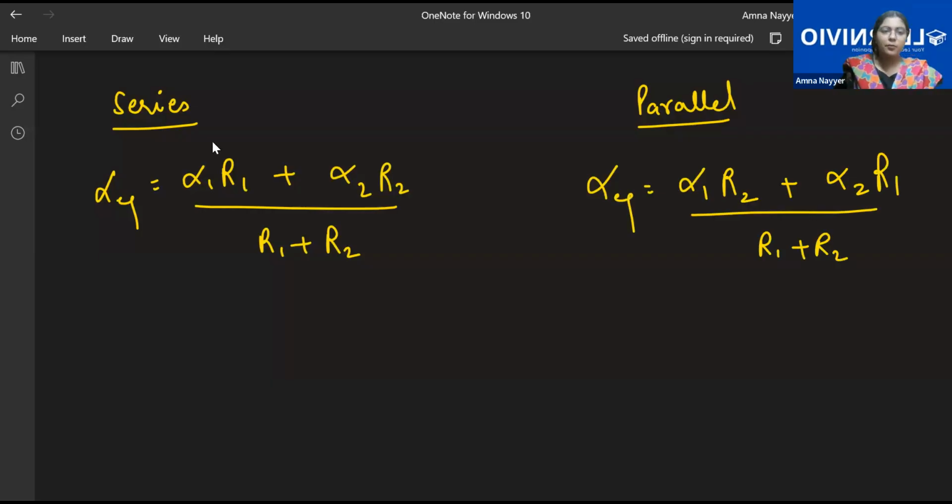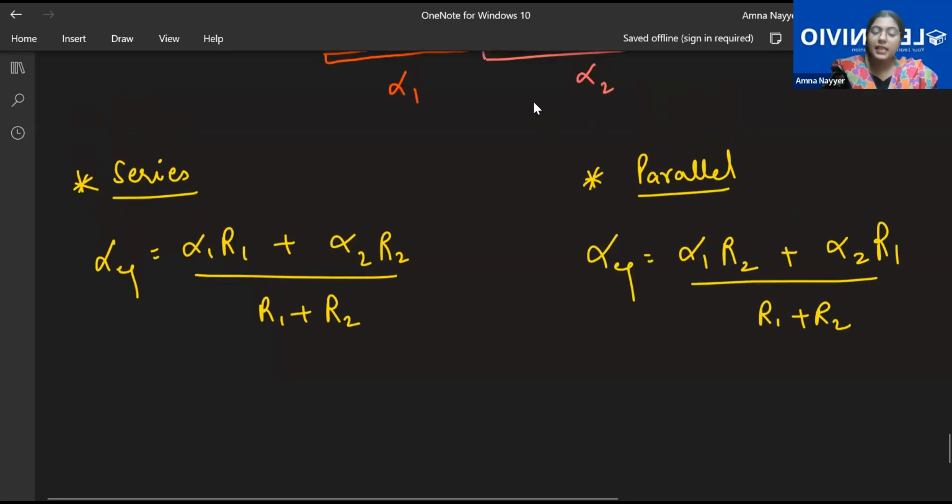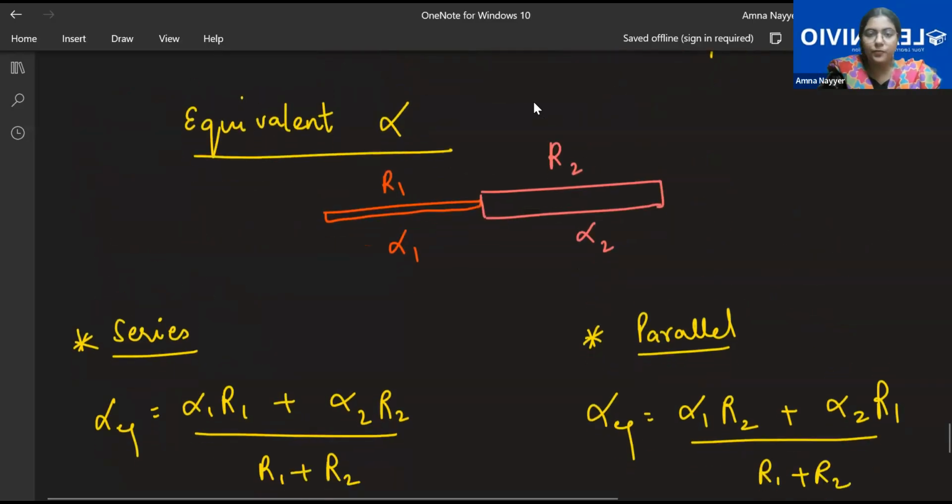So this is very important, especially the series and in fact the parallel also. Both of these are important. And they can be replaced with conductivity. Remember, there was a question once asked and that was repeated even in the school exams of students. So alpha 1 R1 plus alpha 2 R2 by R1 plus R2 for the series. And for parallel, alpha 1 R2 plus alpha 2 R1, divided by R1 plus R2.